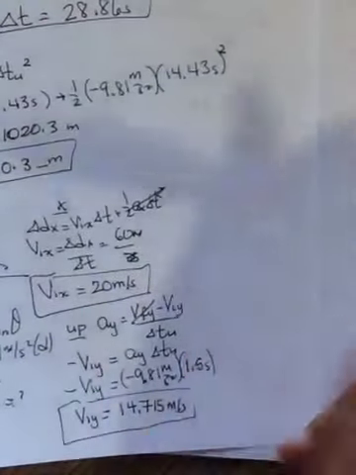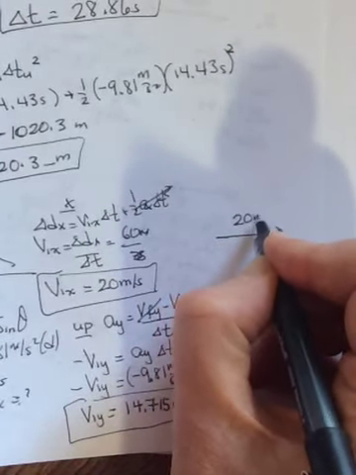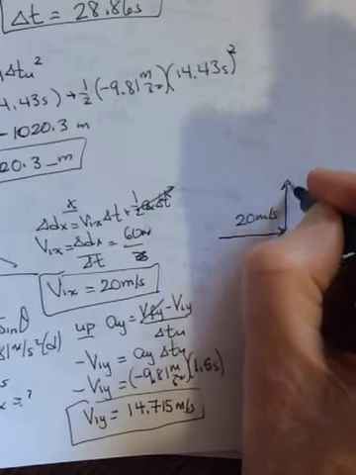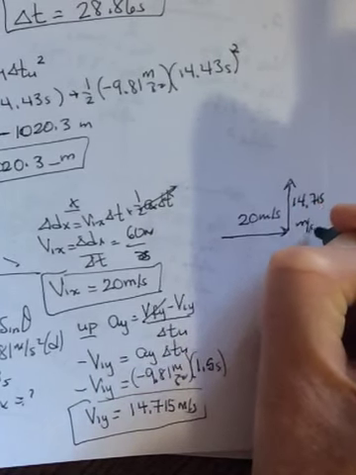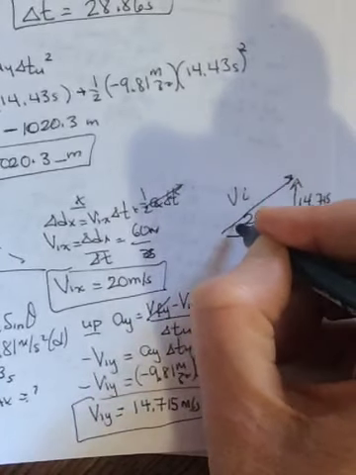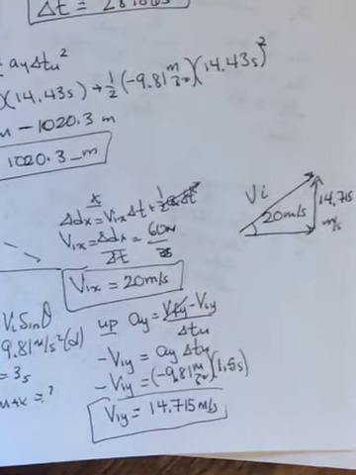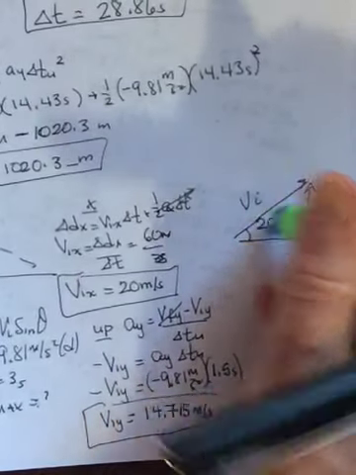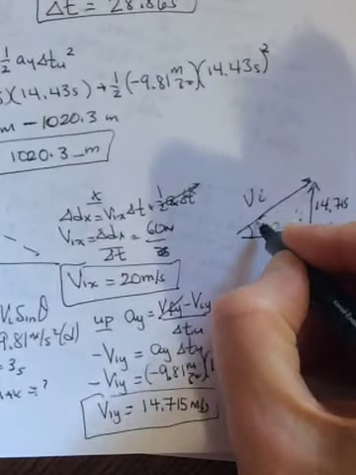So I'm going to do that before I do the second part, just because I have them. So I have 20 meters per second this way. Oops, I should have written it on the bottom. And I have 14.715 meters per second going up. So this will be my VI, and this will be my theta.